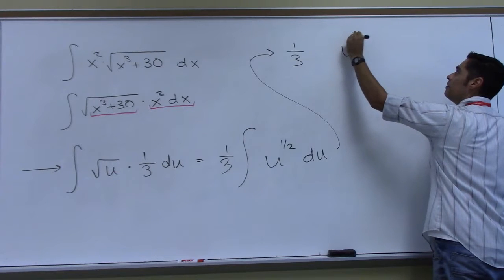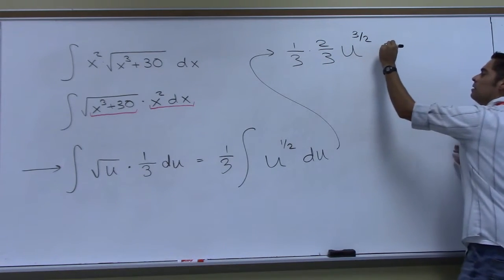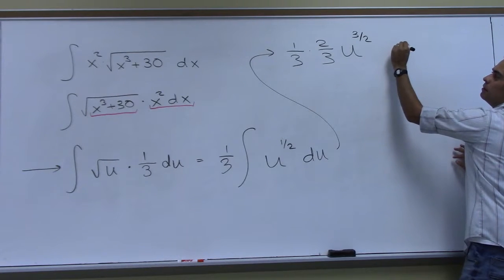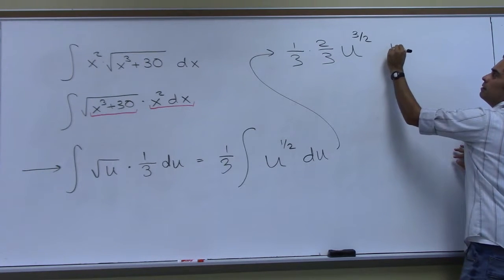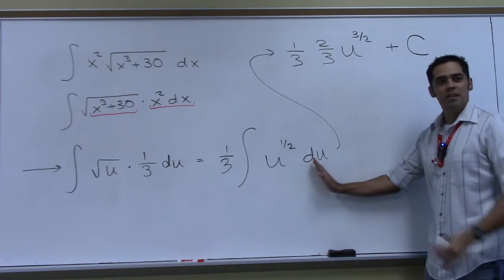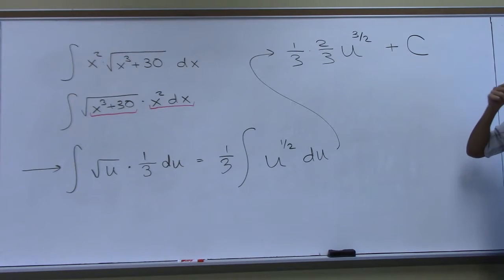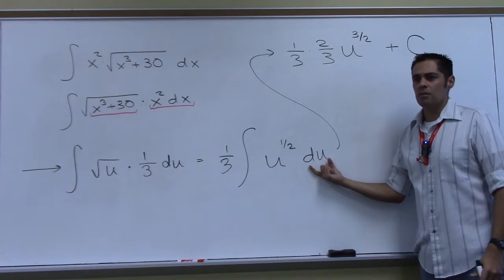U to the 3/2, 2/3 in front. And plus c. There you go. So remember the du afterwards, you can look at it as becoming the plus c, so you don't forget about it. Because everyone always asks, what happened to the du?